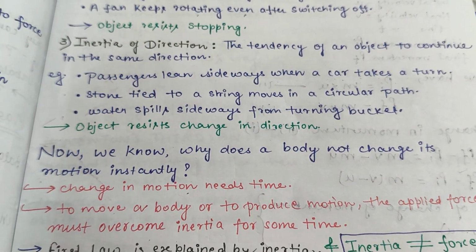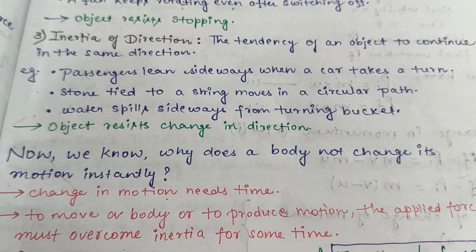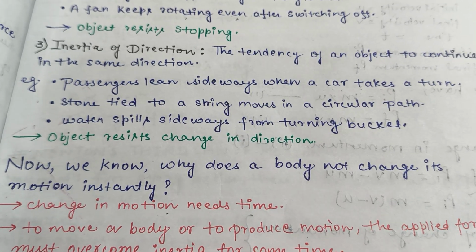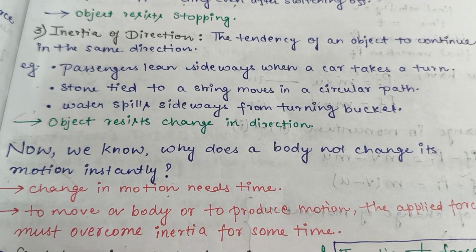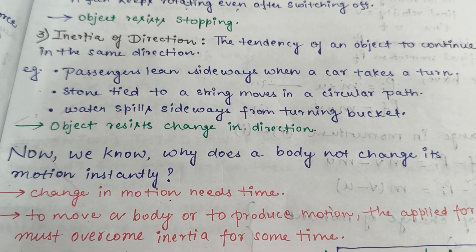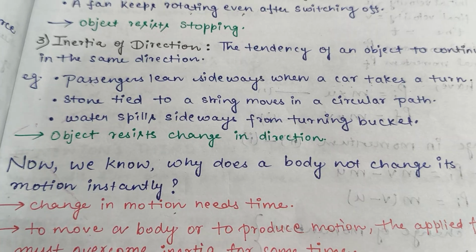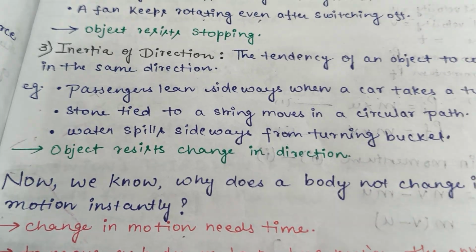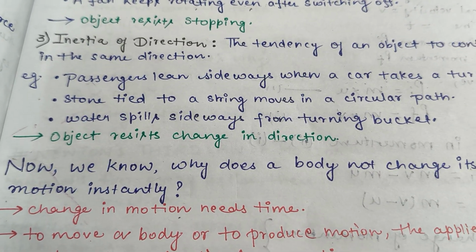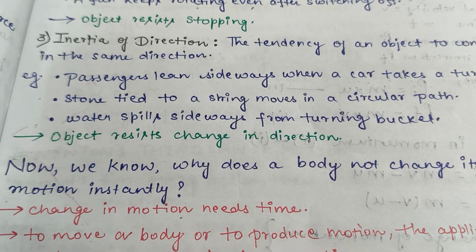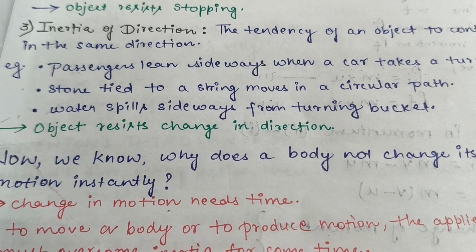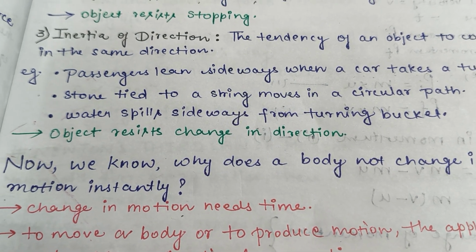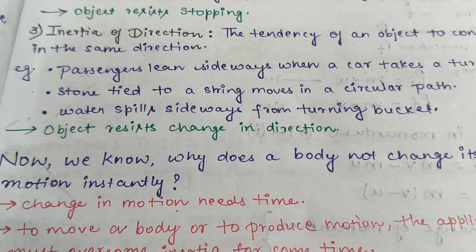Now let's talk about the inertia of direction, the tendency of an object to continue to be in the same direction. The passenger leans sideways when a car takes a turn. You all have experienced this, and the reason is nothing, just inertia. A stone tied to a string moves in a circular path. This is a very classic example. And water spills sideways from a turning bucket. The object resists change in direction.